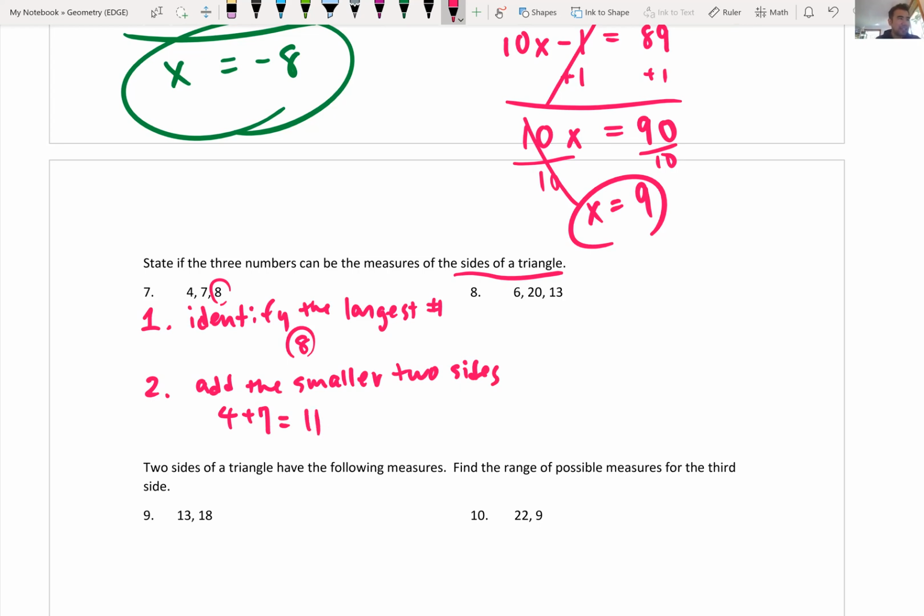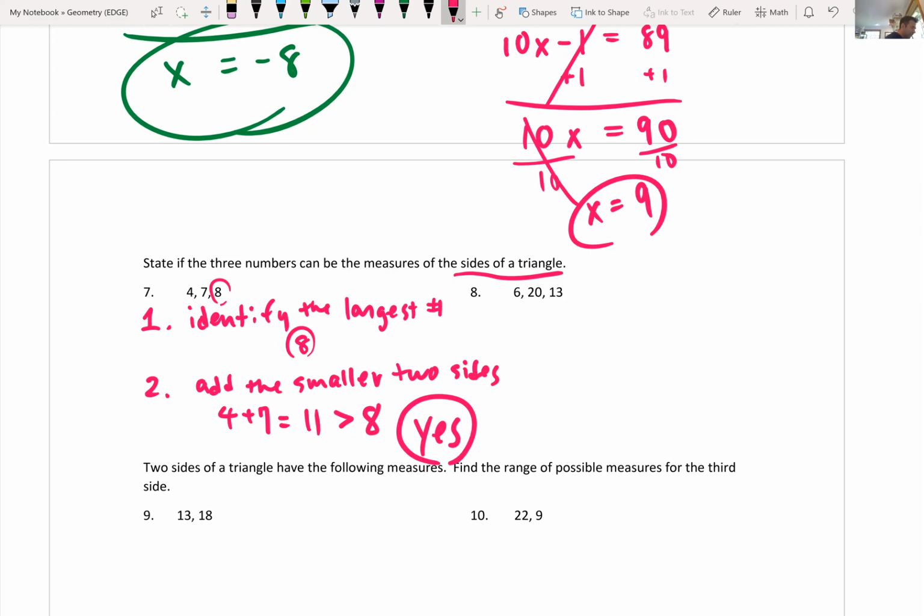Now, isn't 11 bigger than the largest number, which is 8? If you add the two shorter sides, and it's bigger than the largest number, then you can form a triangle. So this is a yes. You can form it.